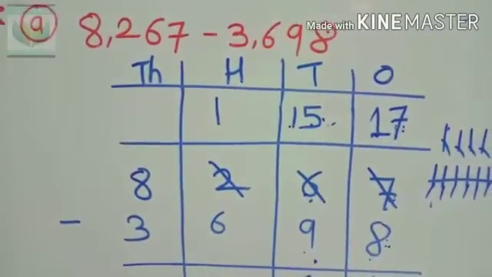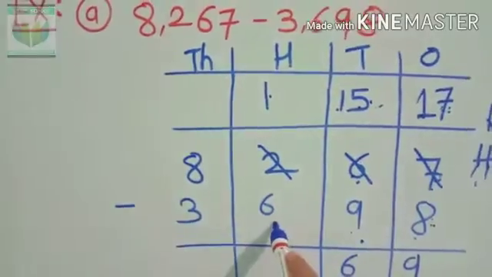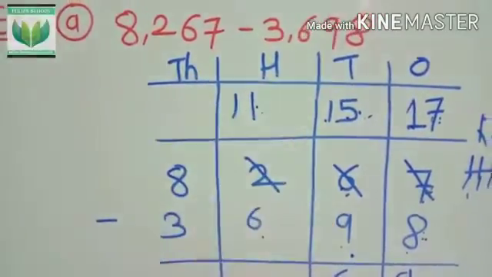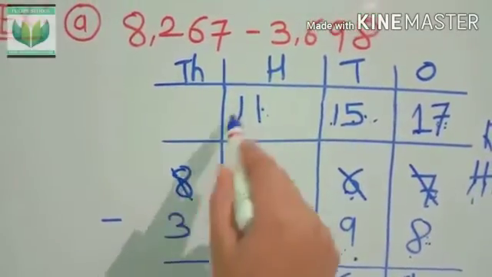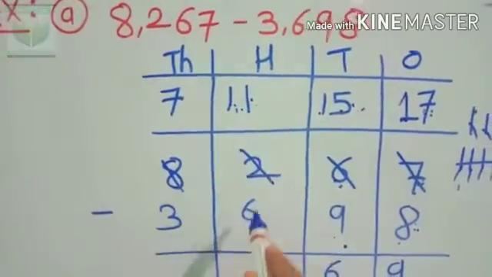Answer is 6. Now here again small number minus big number is not going, so we have to write in front of this number 1. This 1 we taken from the 8. Now 8 minus 1 becomes 7. Now 11 minus 6.